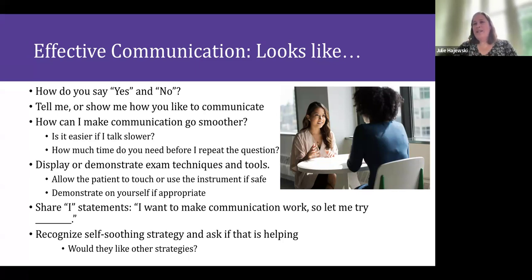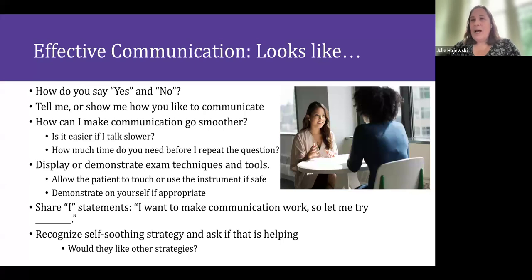Displaying and demonstrating exam techniques, I do this all the time. Remember I said I needed to listen to your heart today? Here is my stethoscope. I want you to feel it first. And here's where I'm going to put it on your body. I'm going to show you on me first. Now I'm going to do it on you.